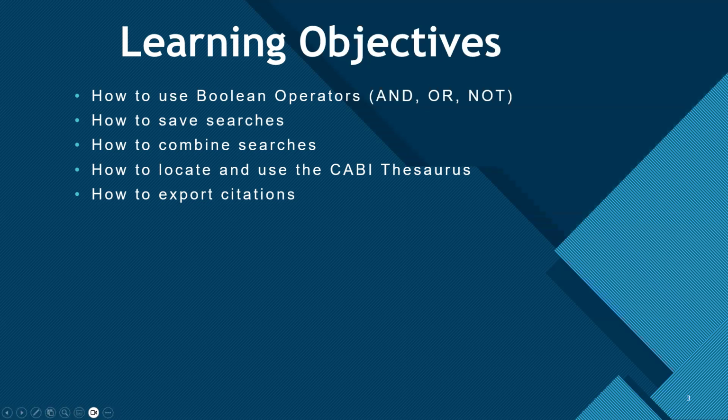The learning objectives for this LibGuide are how to use Boolean operators, how to save searches, how to combine searches, how to locate and use the CABI thesaurus, and how to export citations.